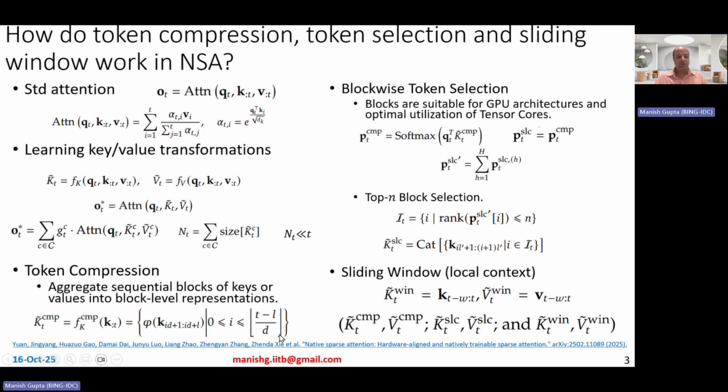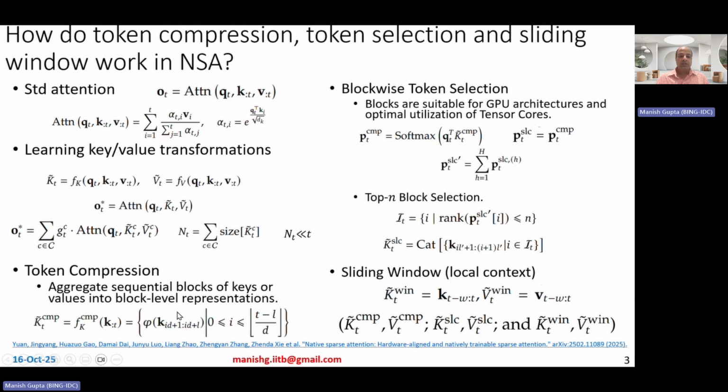In that sense, from one block you want to go to the next block, so you don't always do a disjoint consideration. You have some overlap across blocks as well. Therefore, D is not the same as L, right? So D is basically the hop, the stride. Okay, yeah. So overall, you are left with (T minus L) divided by D blocks. So that is basically what you have.